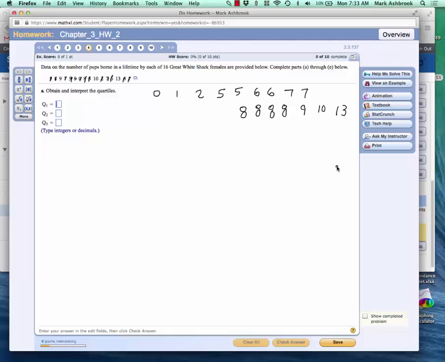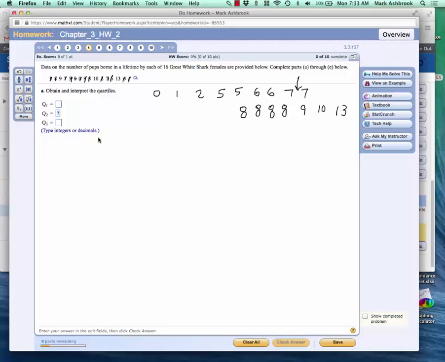I put it in order. So we want to get the quartiles. So we know the second quartile is the median, right? So since there's 16, it's going to be the average of the 8th and 9th data point. Right? So 1, 2, 3, 4, 5, 6, 7, 8. So it looks to me like the median is going to be 7. It's going to be the average of the 2 7s, right? And then, so we put that in here.